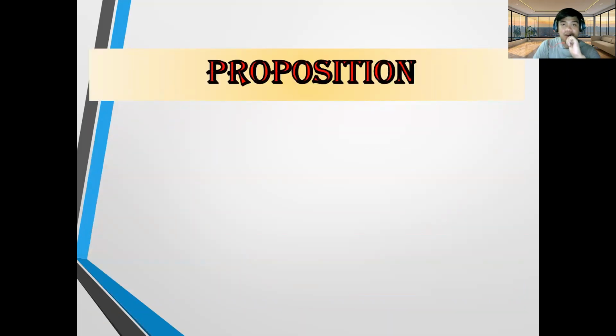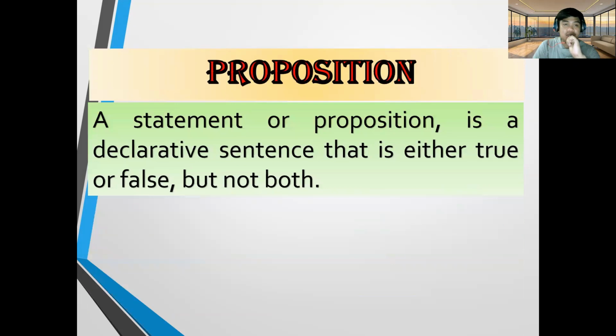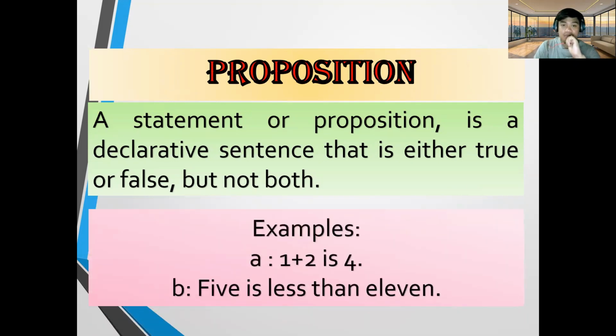So we have here what we call proposition. A proposition is a declarative sentence that is either true or false, but not both. So here are examples of propositions. 1 plus 2 is 4, which is a type of proposition, and the truth value of example A is false. And we have example B, 5 is less than 11, and the truth value is true. We know that 5 is really less than 11.